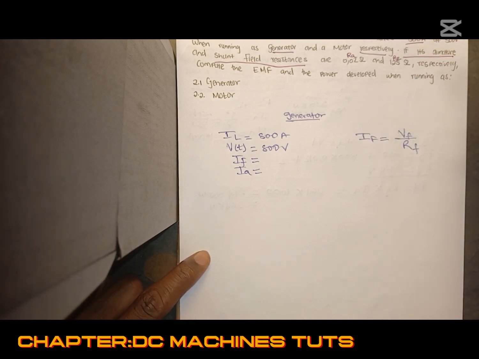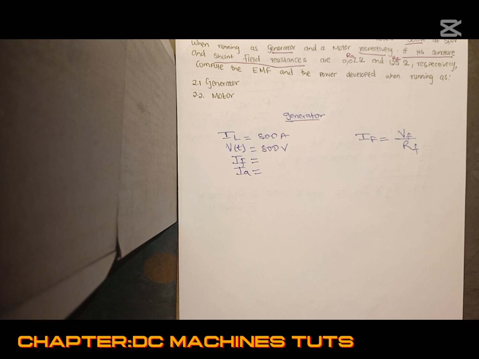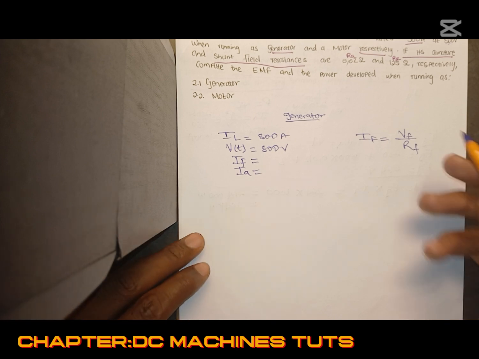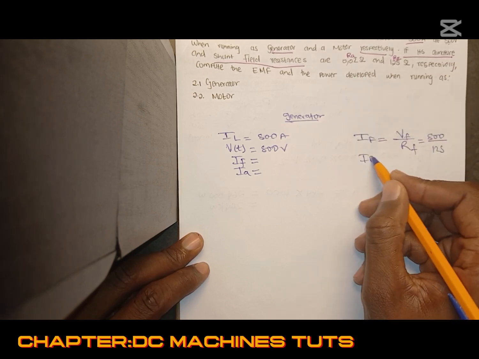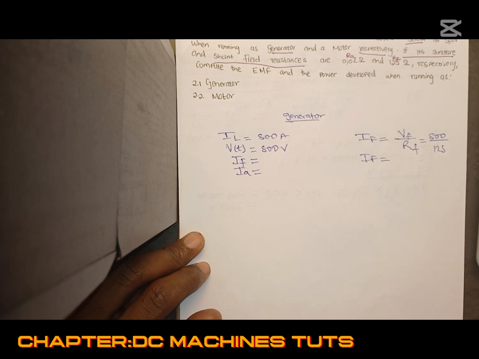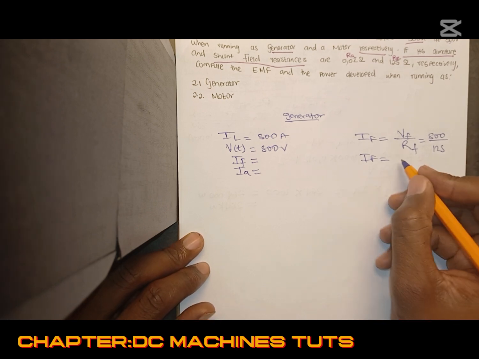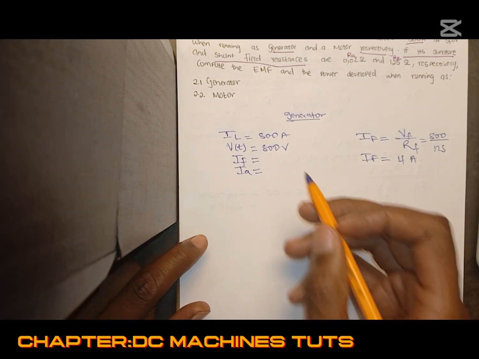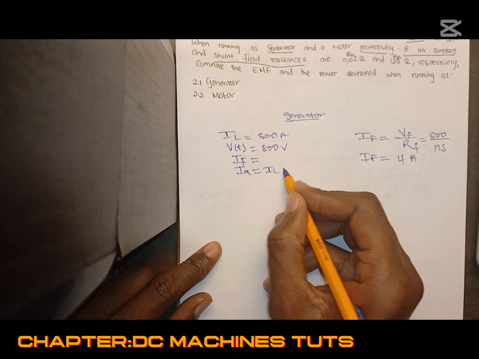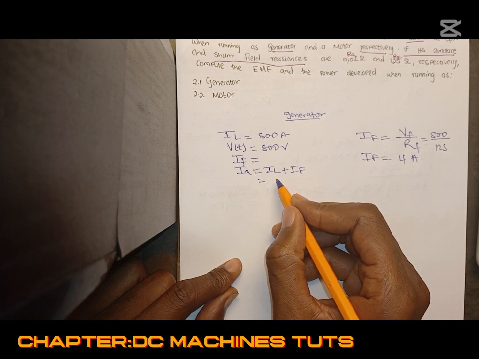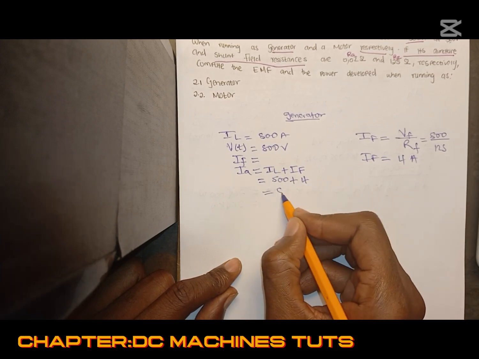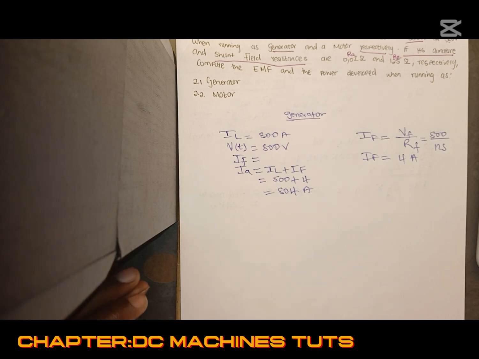Because this one is a terminal voltage and it's connected across the load, it is actually the same voltage as the field voltage, right? So it's going to be 500 divided by 125, right? So IF is equal to 4 amperes, right? So IL is 500. So IA is equal to IL plus IF, right? So that's the formula. Now IA is equal to 500 plus 4, so 504 amperes for the armature current, right?